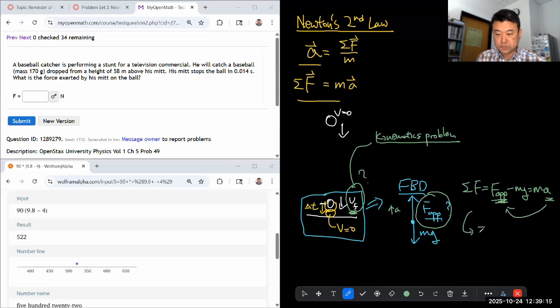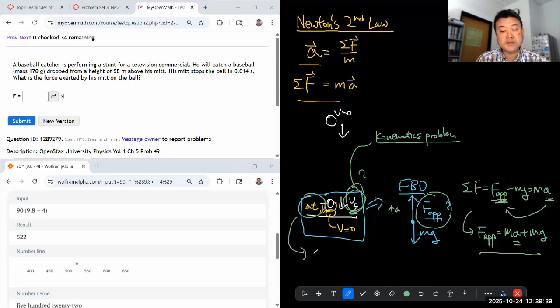Let me just do this final bit of algebra. Applied force is ma plus mg. So once I know the acceleration, I know how to do the rest of the question. Now the acceleration part, I think that's going to be another kinematics problem, because I basically have my initial speed, which is labeled V final for this portion, and I have the duration of time.